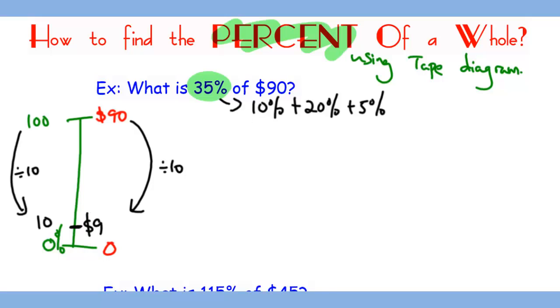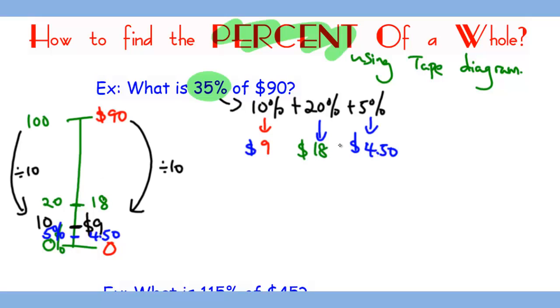If 10% is 9, then 5% underneath it will be half of that, which will be $4.50. And 20% will be double, which will be $18. And you can add them together, which will give you $31.50.